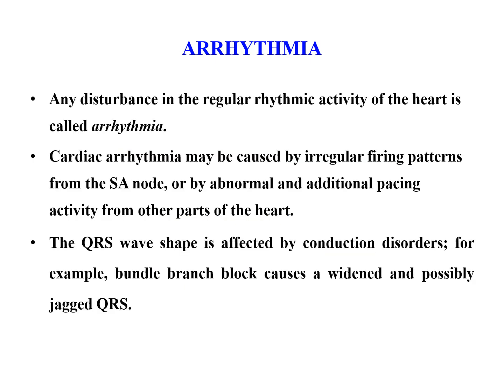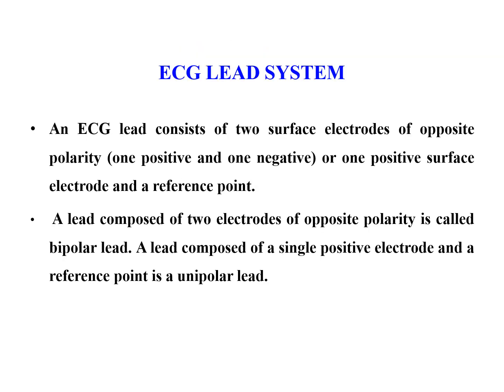Arrhythmia means a disturbance in the regular rhythmic activity of the heart. The SA node may be normal or have irregular firing patterns, and the QRS shape is affected by conduction disorders. This is called arrhythmia.